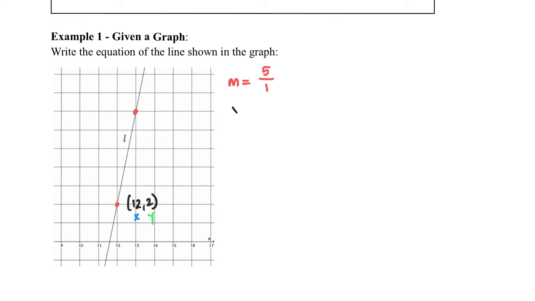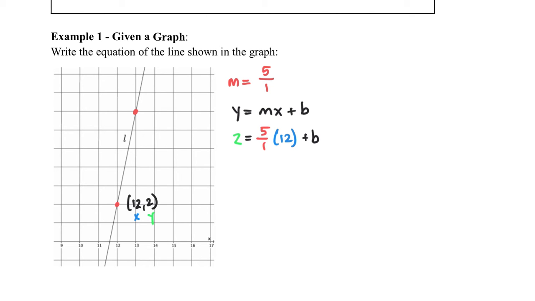Now watch what I can do here. I know that the equation of a line is y equals mx plus b. I can substitute in m and x and y into here and then solve for b. So watch what I do. For y, I'm going to substitute in 2 from the coordinates. By the way, you can choose either point to do this. It should work either way. For the slope, I'm going to substitute in 5 over 1. And for my x value, I'm going to substitute in 12, which comes from my coordinates right here. And then I'm going to solve for b.